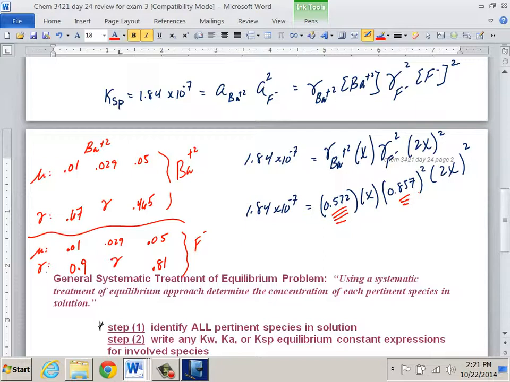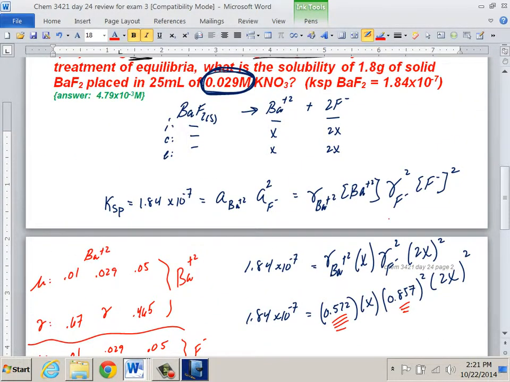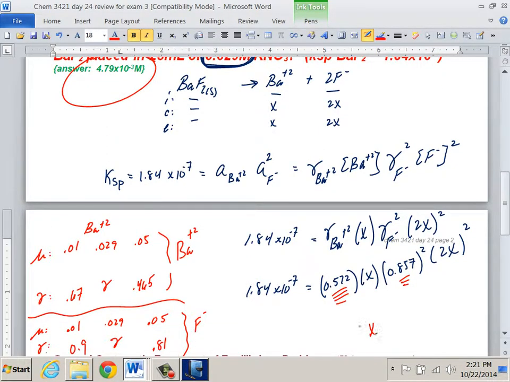Oh, about out of time. We're about out of time, but see if you can wrap that one up and get 4.8 times 10 to the negative 3 for your x.